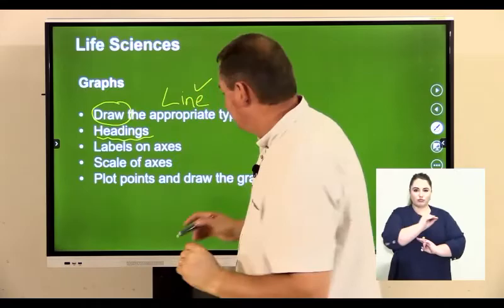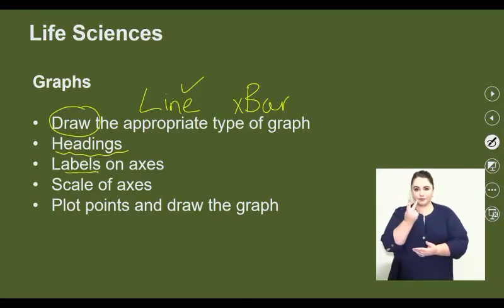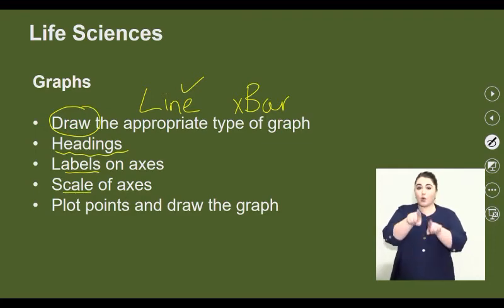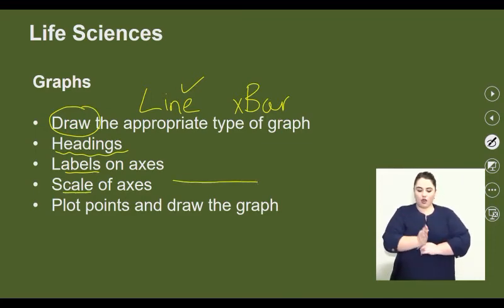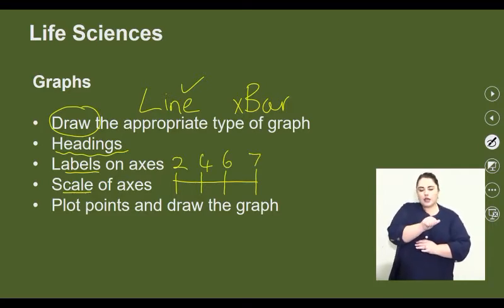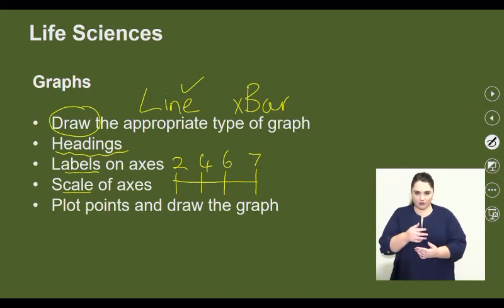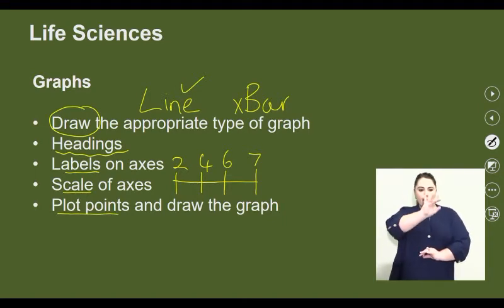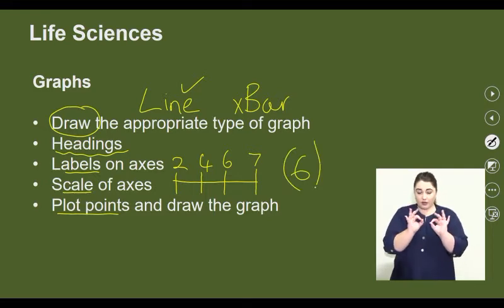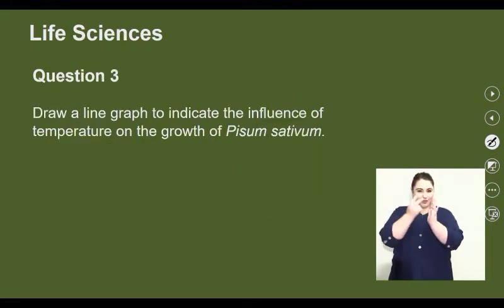Let's look here on the board. Label the axis. And when you talk about scale the axis, it means you must have the proper intervals as you go along. And when you move, you will write 2, 4, 6, for instance, as an example. You can't then write 7. That's incorrect scale. Then you're simply going to plot your points, draw the graph, and in life sciences, this normally counts 6 marks. Let's look at an example.